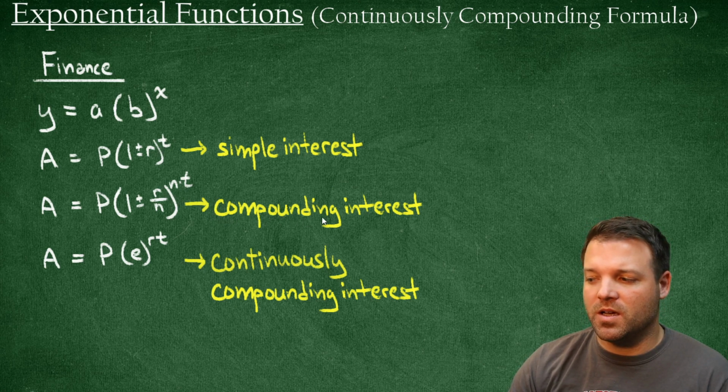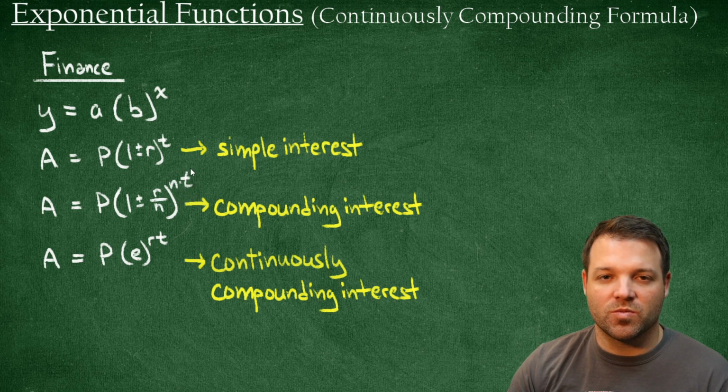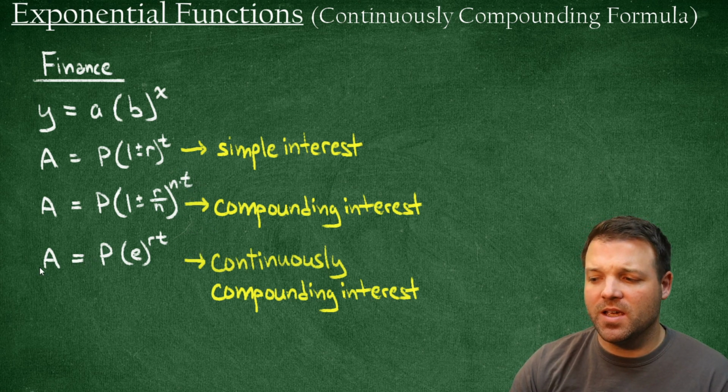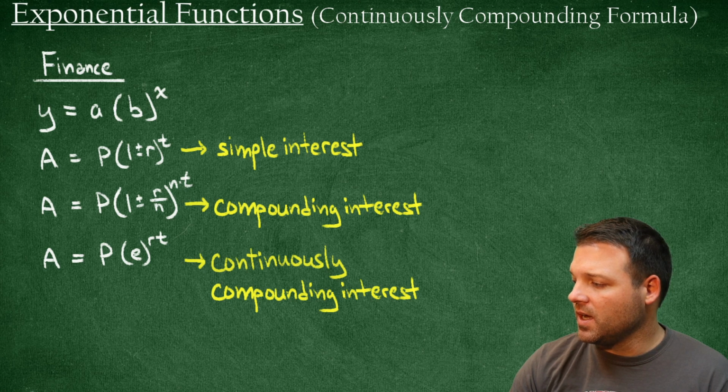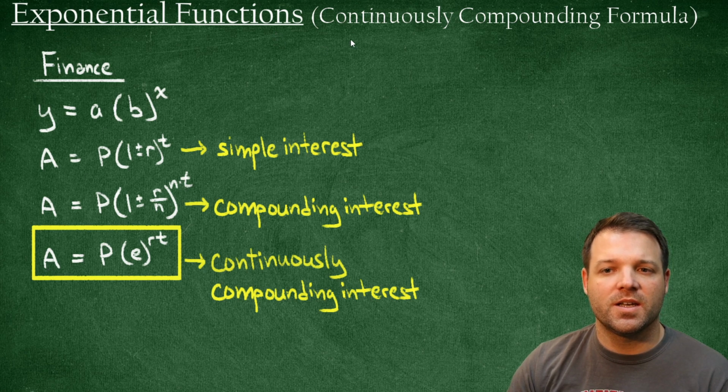Then we learned how to compound our interest rate n number of times. That basically just means that we're going to divide our rate over n, how many times we're going to compound it per year, which also changes how many times we're going to multiply by that rate, because we're compounding not just once per year, but n times per year. And now today, what we're going to be interested in is this one right here, which is our PERT formula, or our continuously compounding interest rate formula.